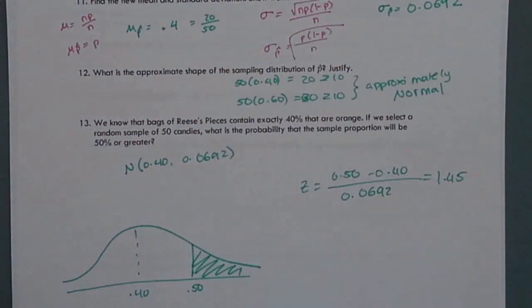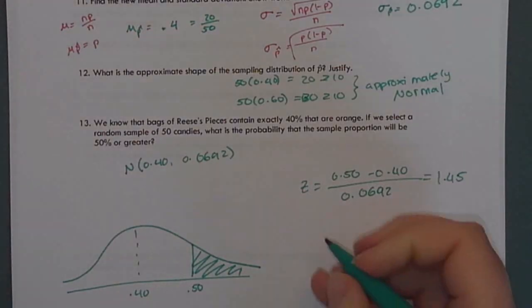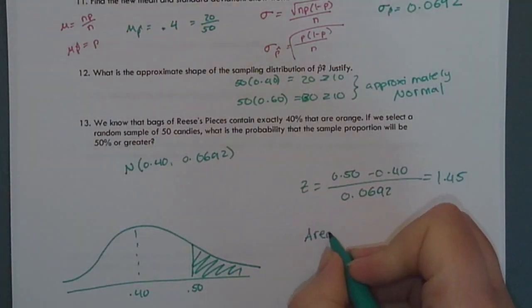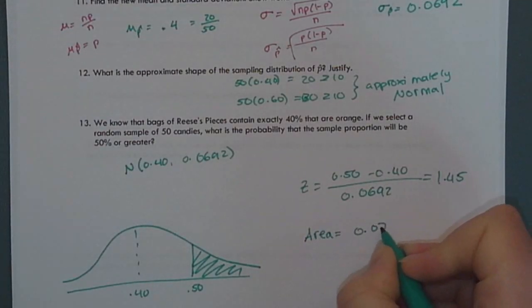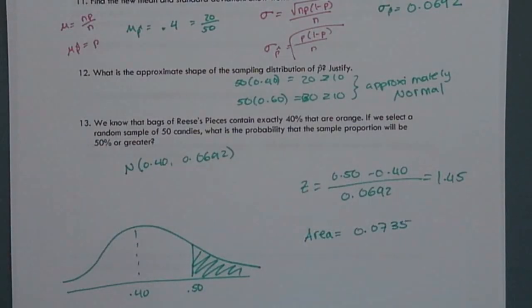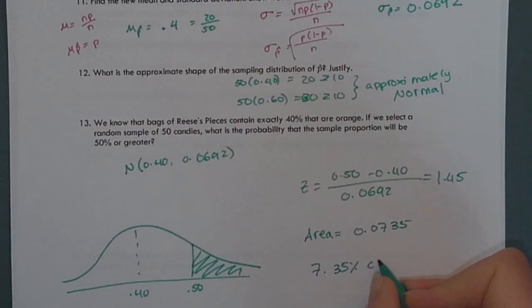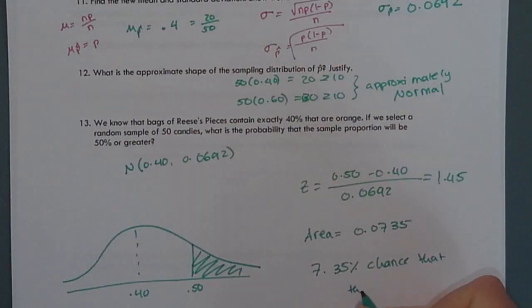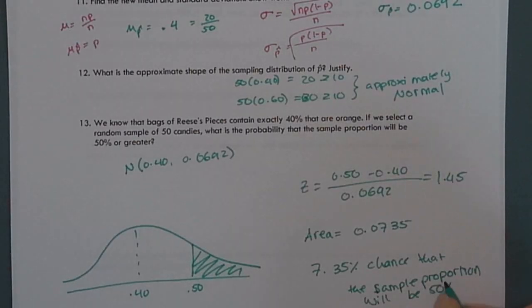We had 1.45. Then we need to find our area. So we're going to do an inverse normal and get an area of this. So we have a 7.35% chance that the sample proportion will be 50% or greater.